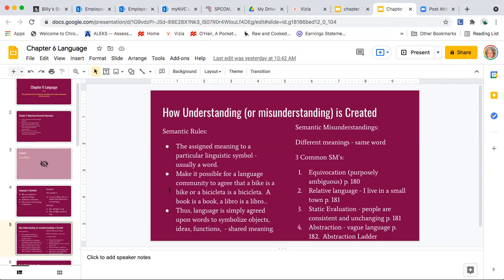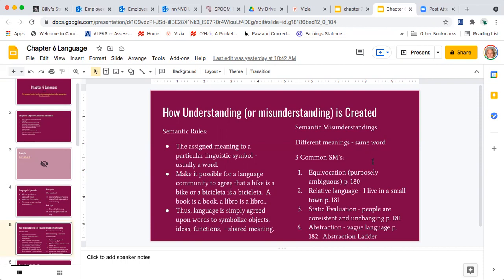Okay, semantic misunderstanding. There are different kinds, right? Which means different meanings for the same word. So 3 common semantic misunderstandings are: one is equivocation, which is being purposely ambiguous, right? Look, you can look at that on page 180.